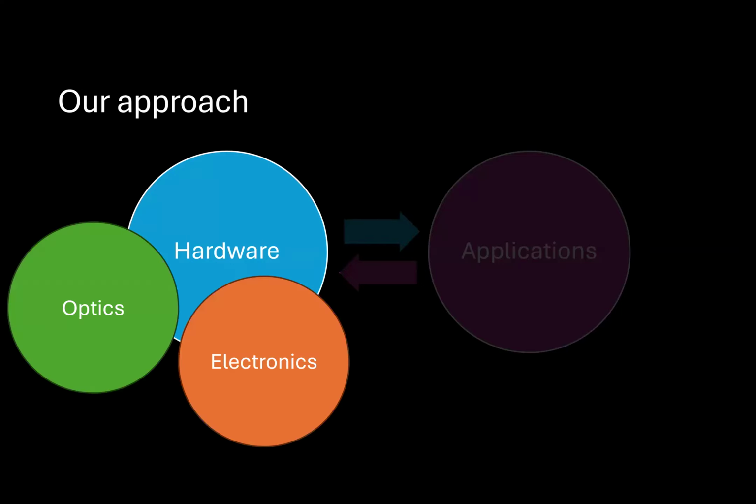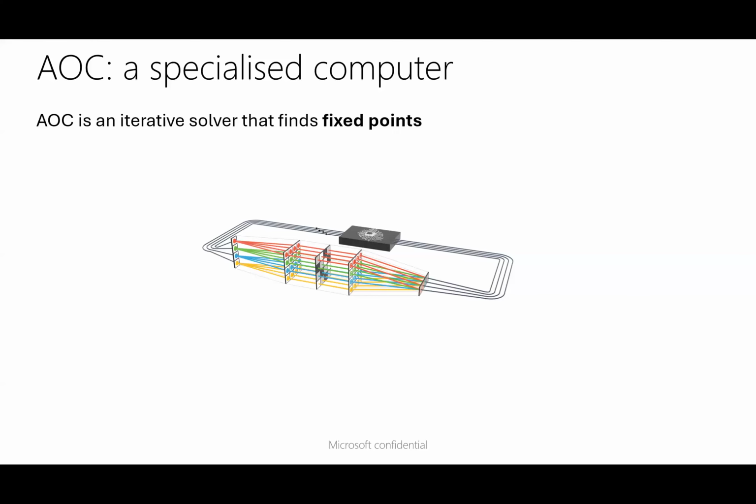I've been mentioning it as an analog computer. It's really a combination of optics and electronics that are working together to make our computations work. And I'd like to take a minute to explain how. It's a specialized computer, and it's specialized because it's an iterative solver, and it finds fixed points of systems of differential equations. And it does that by signals propagating around in a loop iteratively.